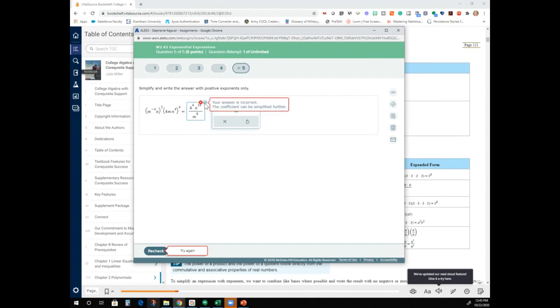notice that there's these little 3 dots, and it kind of gives you a hint what you did wrong. So it says your answer is incorrect. The coefficient can be simplified further. So that's telling me it doesn't want me to leave it as 4 to the 4th. It wants me to actually figure out what 4 to the 4th power is equal to. So 4 cubed is 64. I think it's 128 maybe. I'm trying to do that in my head. No. Okay, so it might be 256. I'm going to actually grab my calculator for 4 to the 4.